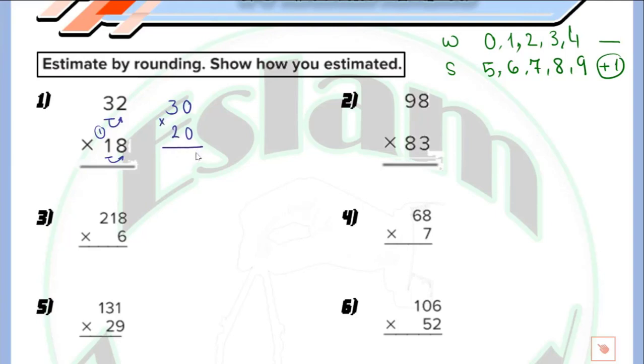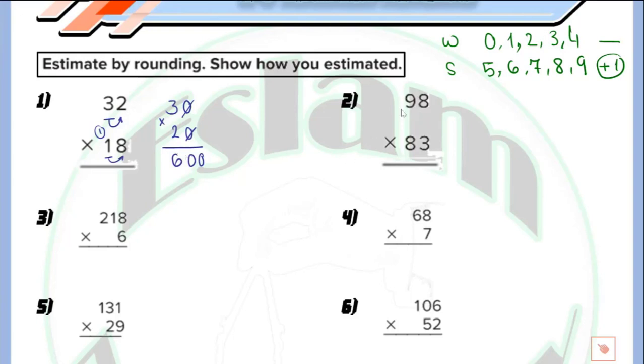Now we have 30 multiplied by 20. Because we have two zeros, just write the two zeros in the product. Now 3 multiplied by 2 equals 6. So 32 multiplied by 18, the closest answer will be equal to 600.